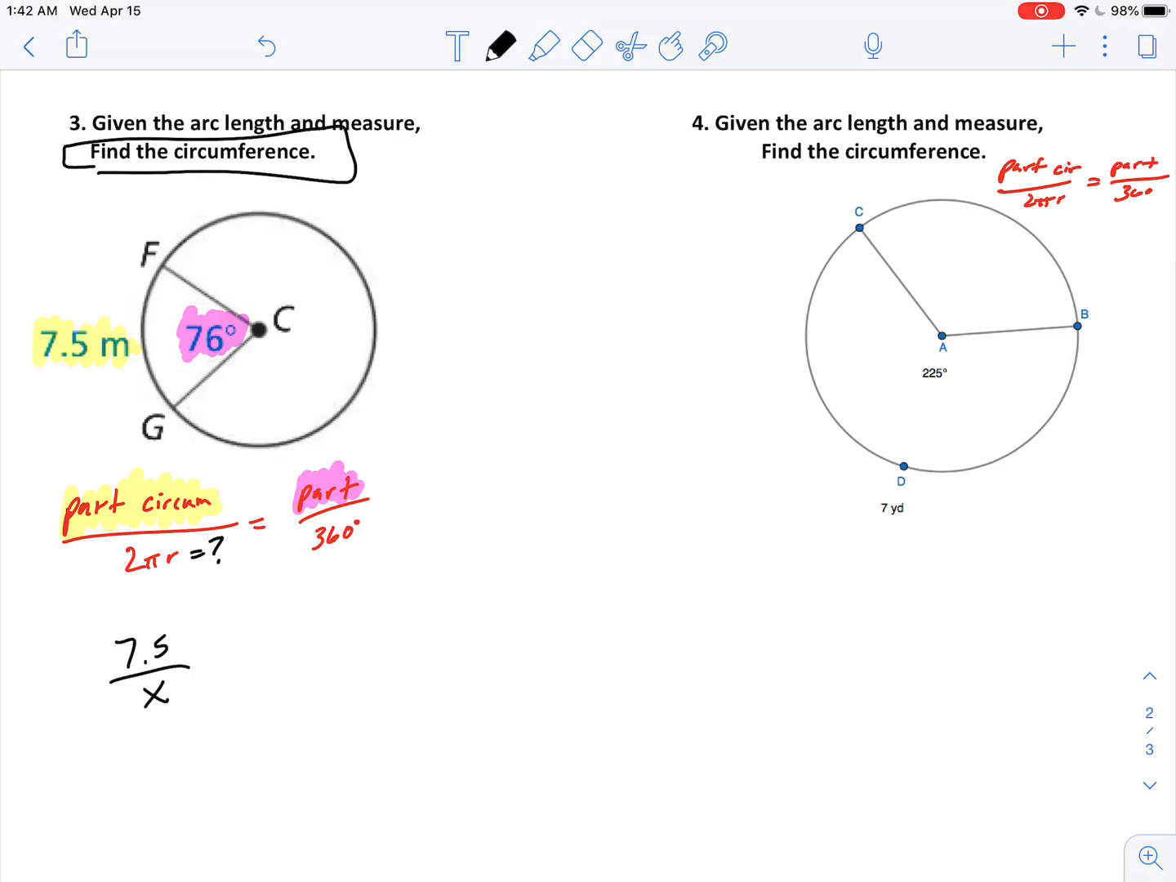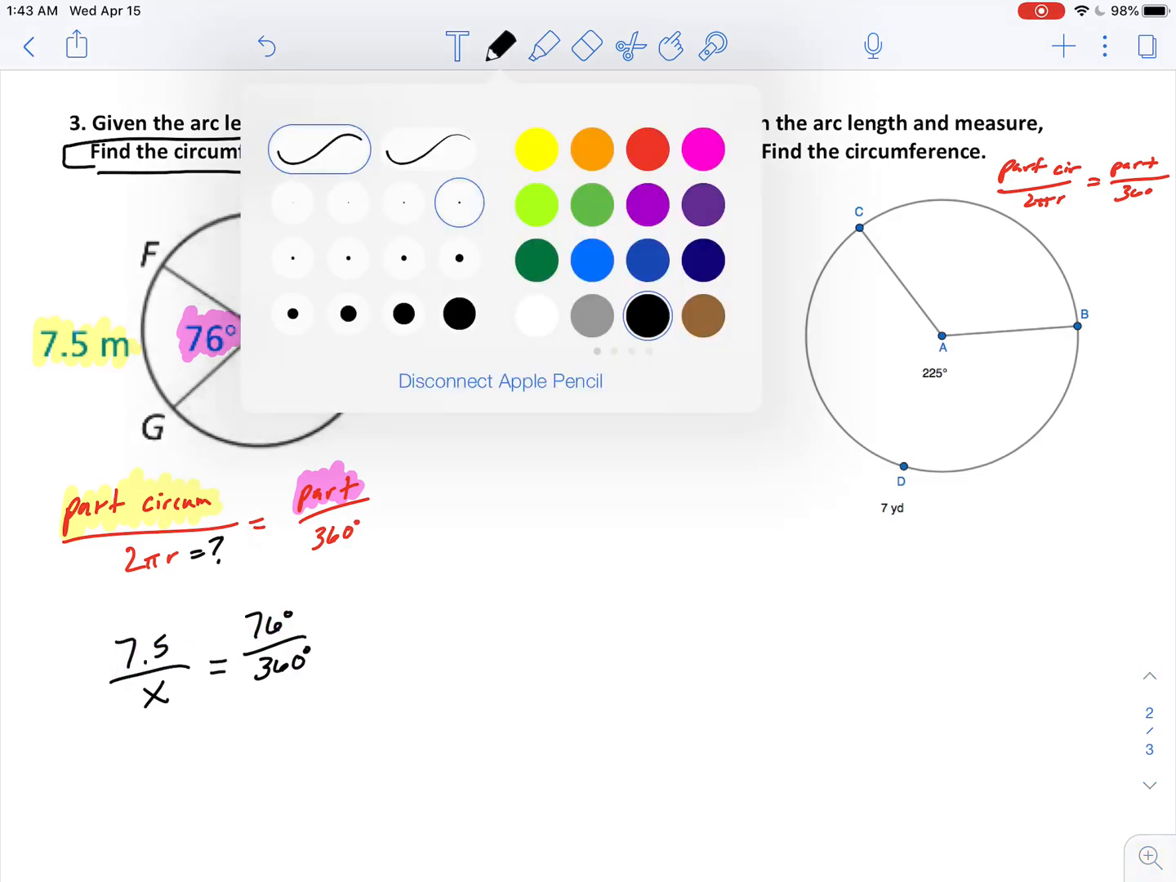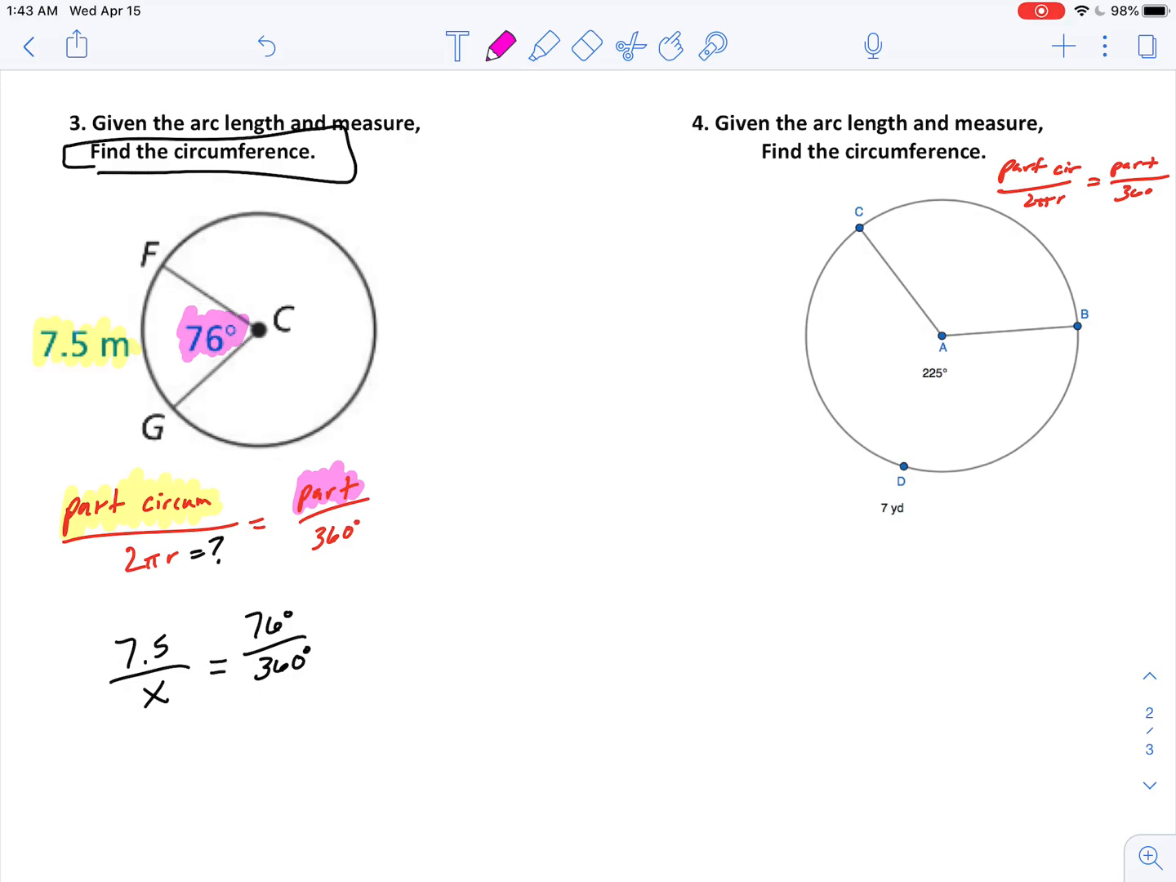And typically we'd think, well, don't I need one more piece of information to solve this? But let's see, when I plug this in, what happens? So 7.5 over x, I don't know what the circumference is. I'm trying to find the circumference. Is going to be equal to 76 degrees over 360 degrees. And we can see now that I do actually have three parts. That 360 is kind of sneaky. You don't really notice it, it just shows up.